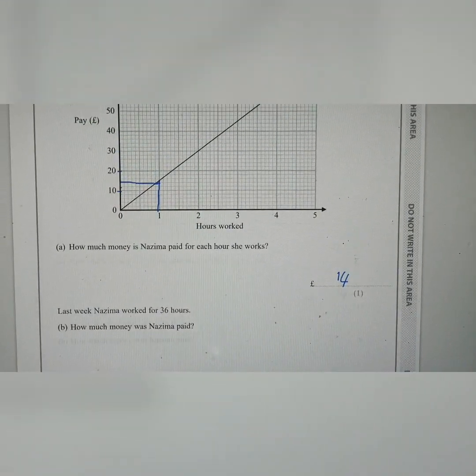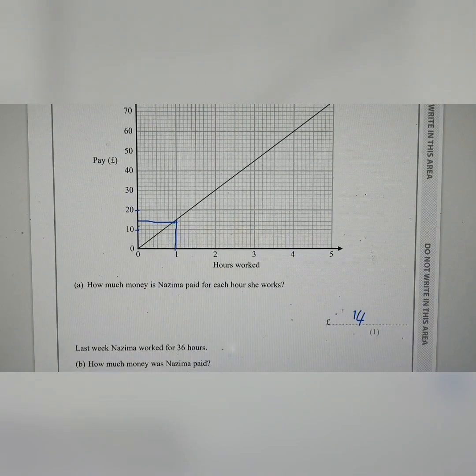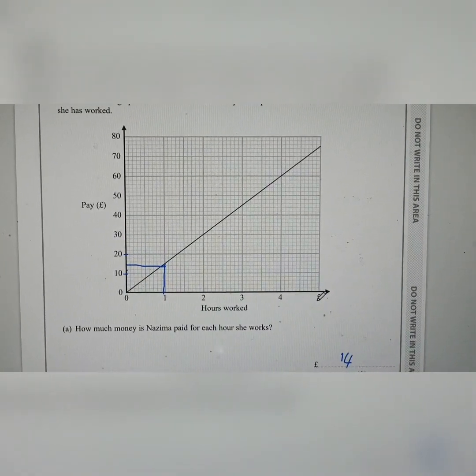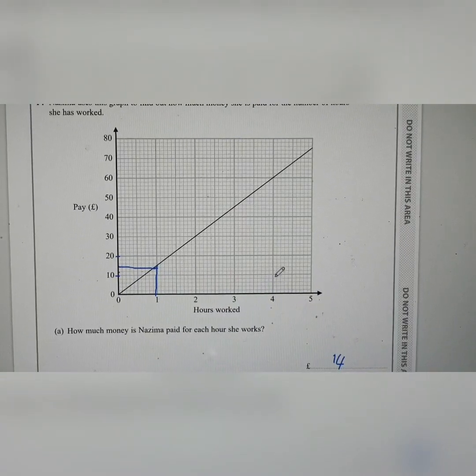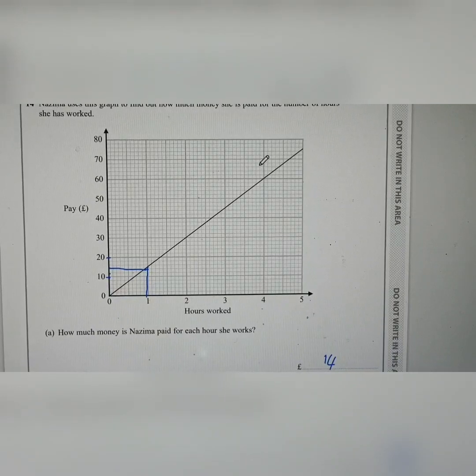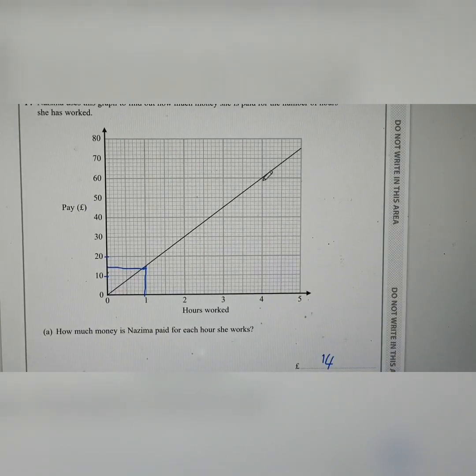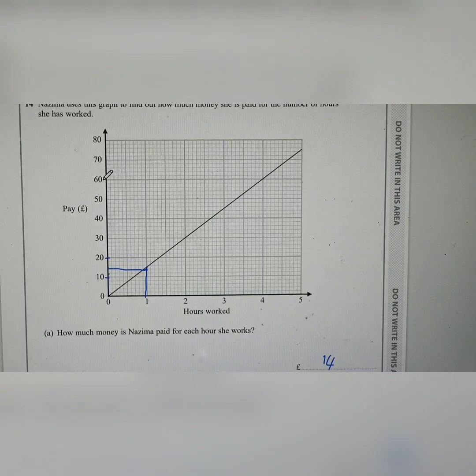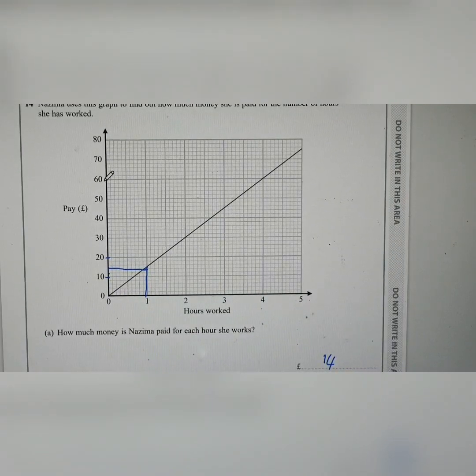Last week, Nazima worked for 36 hours. How much was she paid? So you would need to go back to the graph. So 36 hours. There is no 36 hours on this graph. However, we can use 4 hours and then extrapolate it to 36 hours. So when it's 4 hours, using your ruler, draw a straight line down to 4 and then go across to 60 to show how you have worked it out.